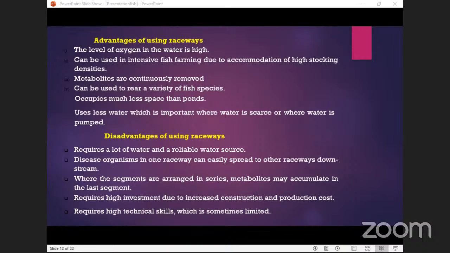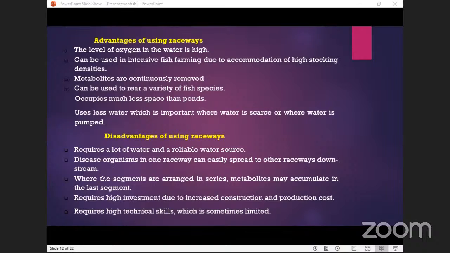You can decide to put there a catfish and the rest of the different types. It occupies much less space than ponds. Okay, this method has the ability to occupy very little space, but for a pond, you have to get a very big piece of land. So it means that this one could be better than the other. It uses less water, which is important where water is scarce. There are some places which have limited reliability of water. The water is scarce, so you can use this method if you are able to just pump your water.